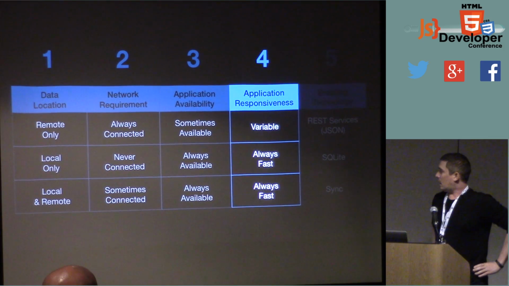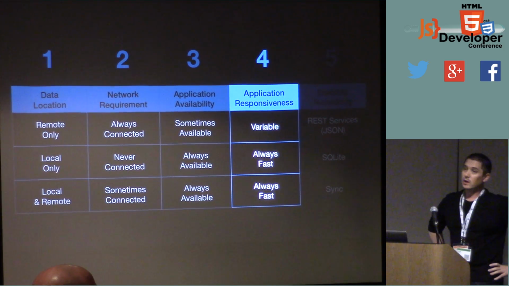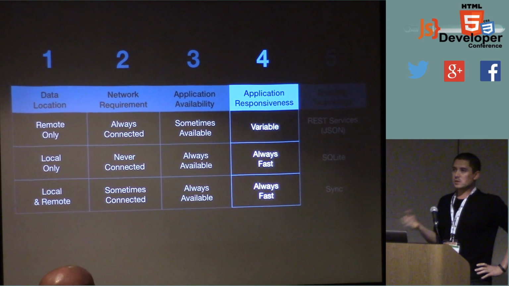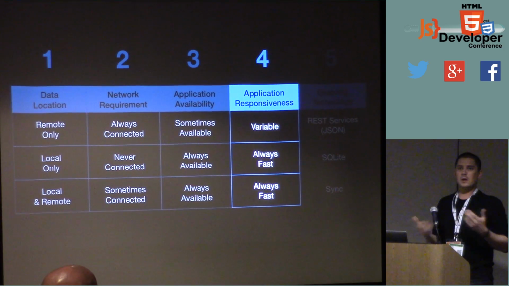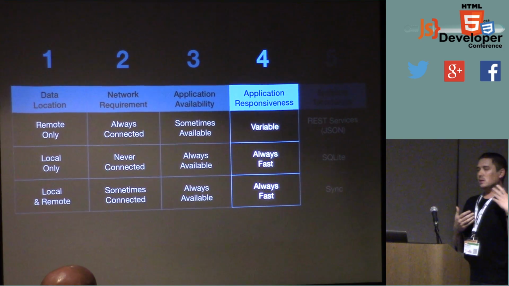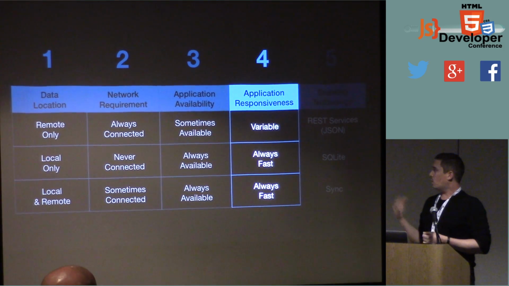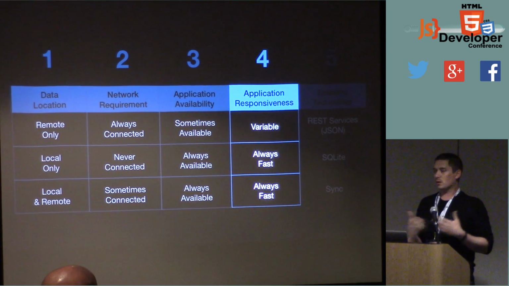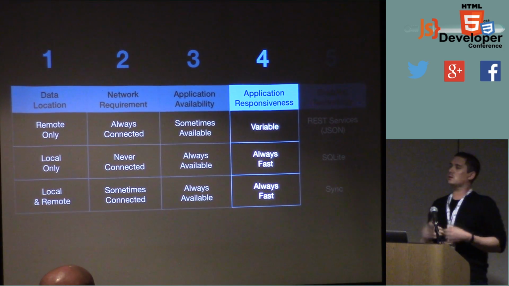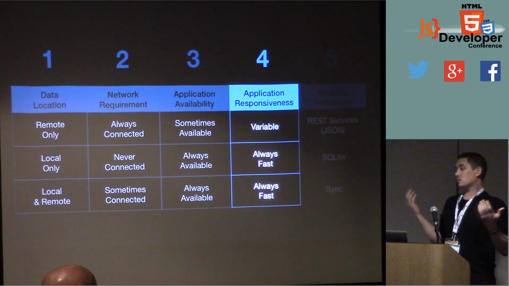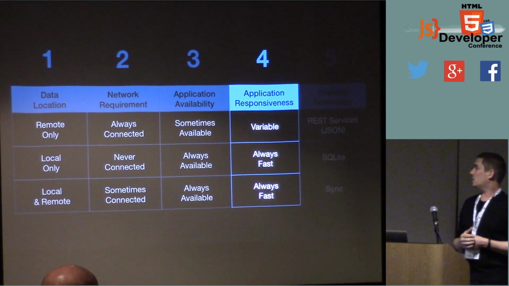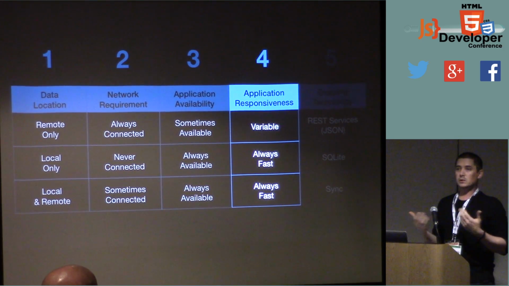And the second aspect of application that we look at is responsiveness. This is a bit of a nuance, but it's something that's very important. And this is not just does your application work, but how well does it work? How fast is it, right? So with the remote-only strategy, you are completely tied to the performance of the network. So if the network is fast, then great, your application is fast. But if the network is slow, then it's going to be slow. There's no way to get around that.